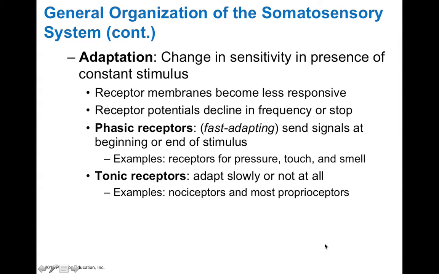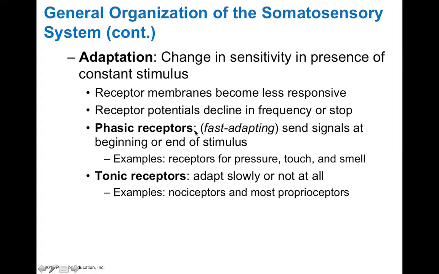Now, receptors are also able to adapt, which is kind of cool. And what we say here is that receptors can change their sensitivity in the presence of a constant stimulus. So over time, receptor membranes may become less responsive, or receptor potentials can decline in frequency or stop. And in this regard, we have phasic and tonic receptors.